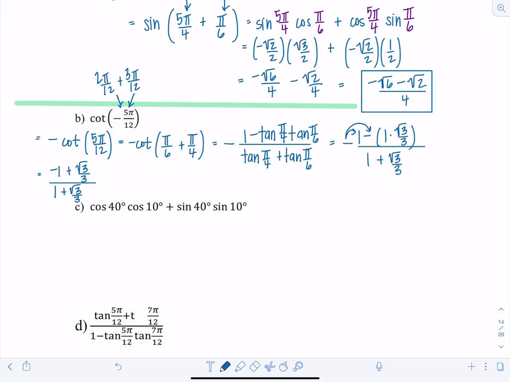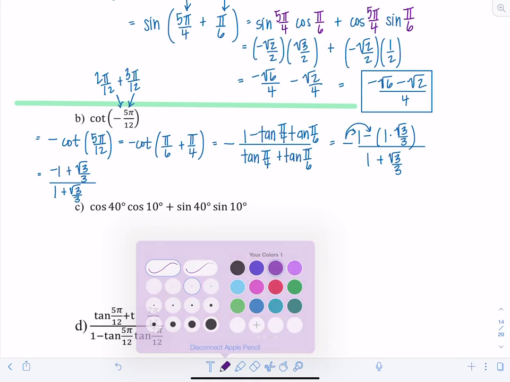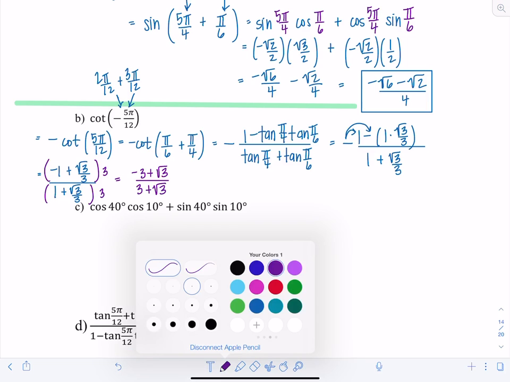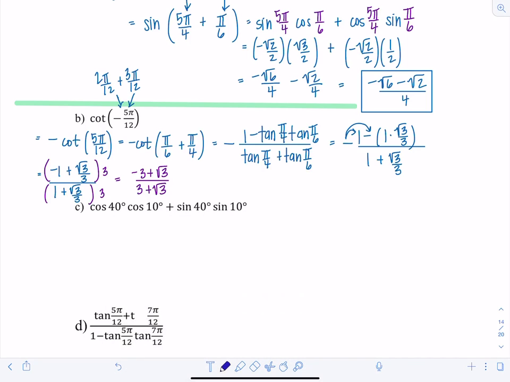Now this is a complex fraction. So what I need to do is clear out the denominator. I'm going to multiply everything by 3. Okay. And then now I'm going to have negative 3 plus rad 3 over 3 plus rad 3. Can we leave our answer like that? Only if you want a couple points taken off. So you have to rationalize the denominator. And anytime you have addition or subtraction and you need to rationalize, you have to multiply by the conjugate. So I'm going to multiply by 3 minus rad 3.